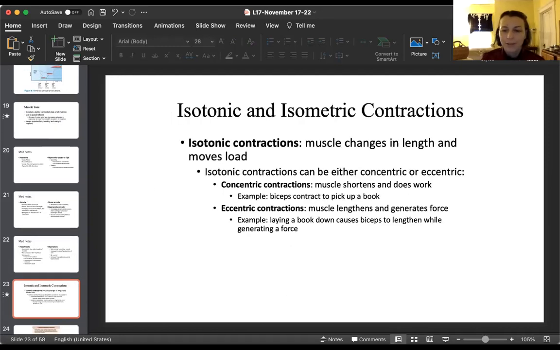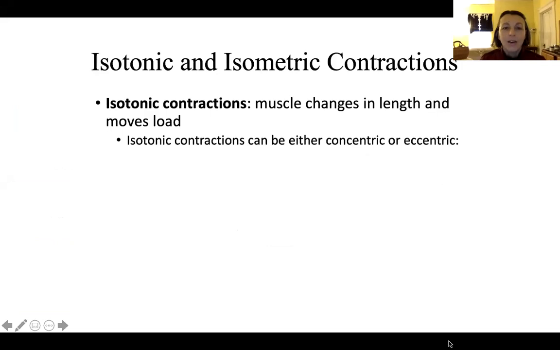Oh, I want to go on slideshow. Here we go. Okay, so now something new. This is where we're kind of kicking off for today: isotonic and isometric contractions.